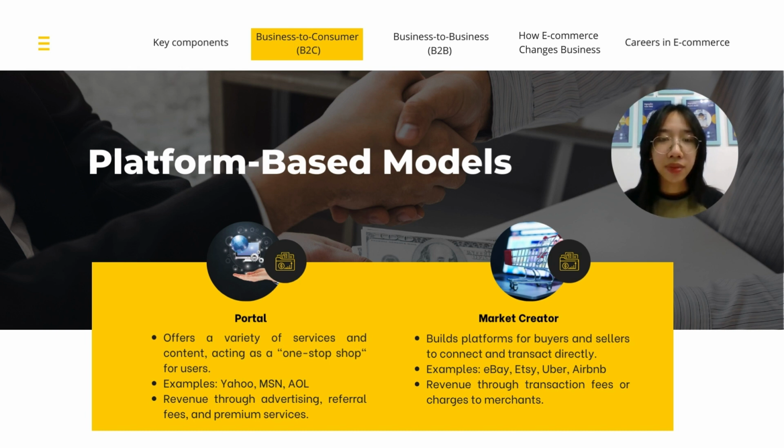But the real game changers are market creators like eBay, Etsy, Uber, and Airbnb. These platforms have revolutionized entire industries by connecting buyers and sellers directly, fostering a vibrant marketplace where almost anything can be exchanged.